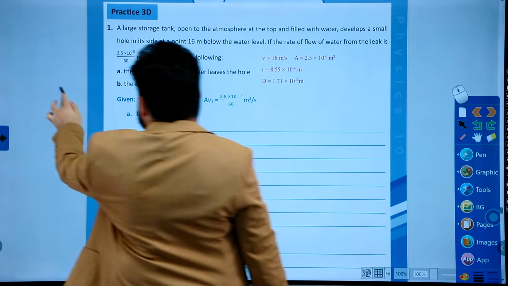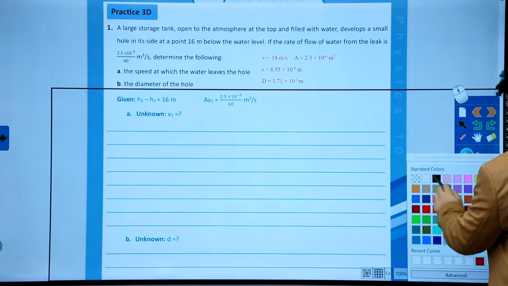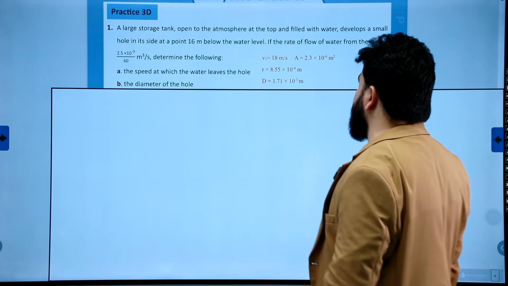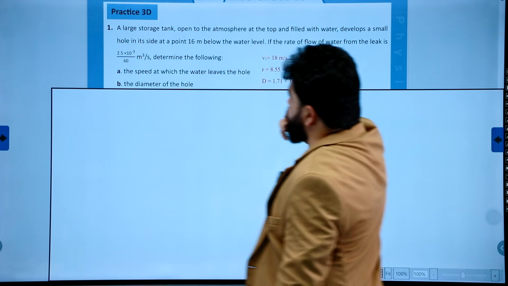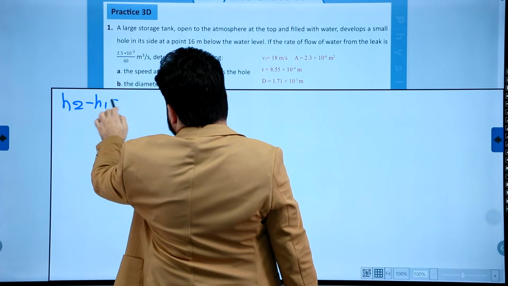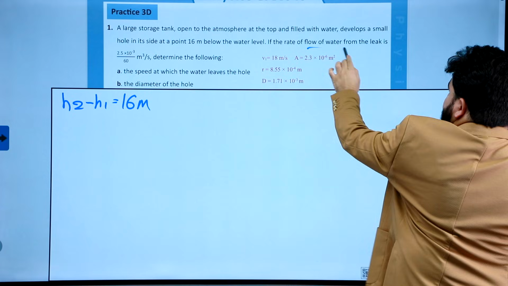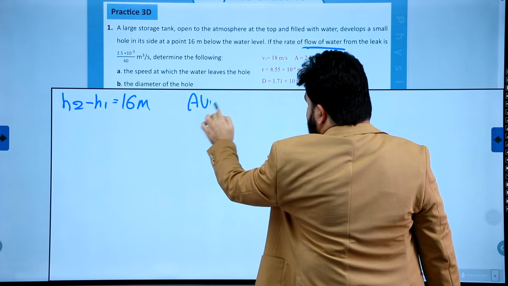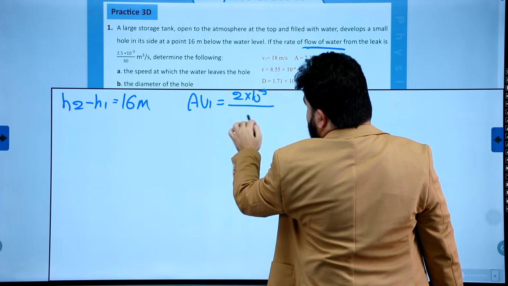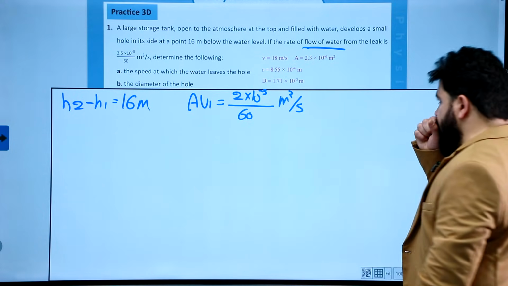It says that a large storage tank open to the atmosphere at the top, filled with water, develops a small hole at a point 6 meters below. So H2 minus H1 is equal to 16 meters. Be careful. The rate of the flow, I'm going to write it like this, A V1, is equal to 2 times 10 to the power of negative 3 divided by 60, and the unit is meter cubed per second.